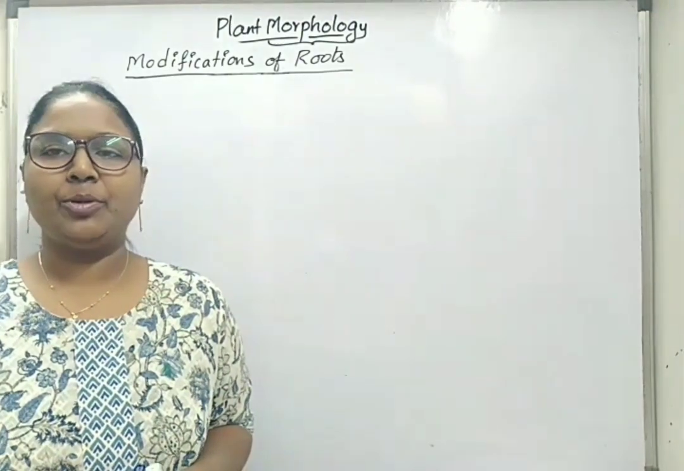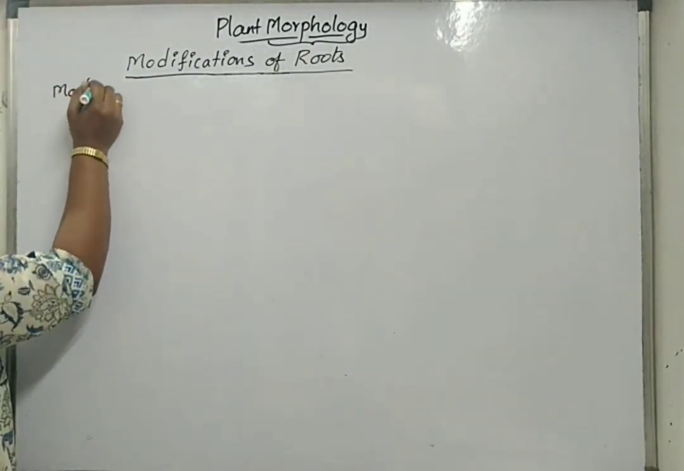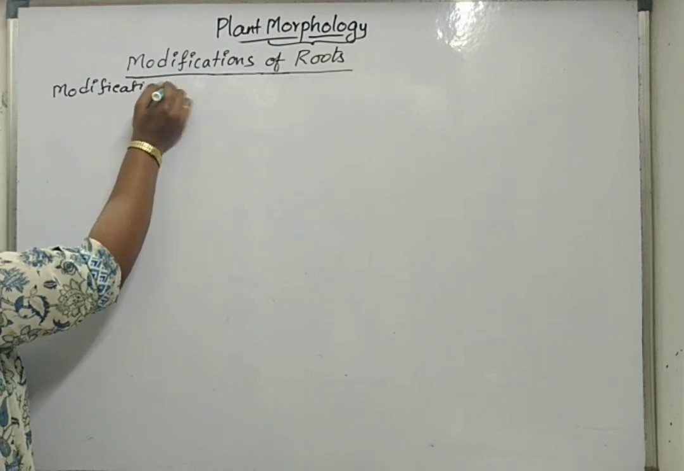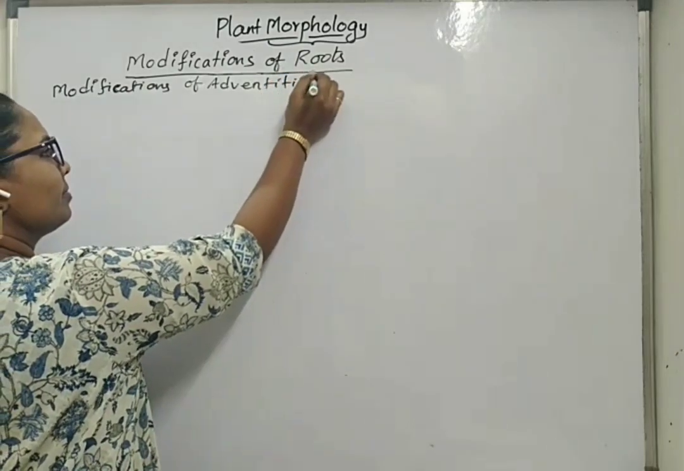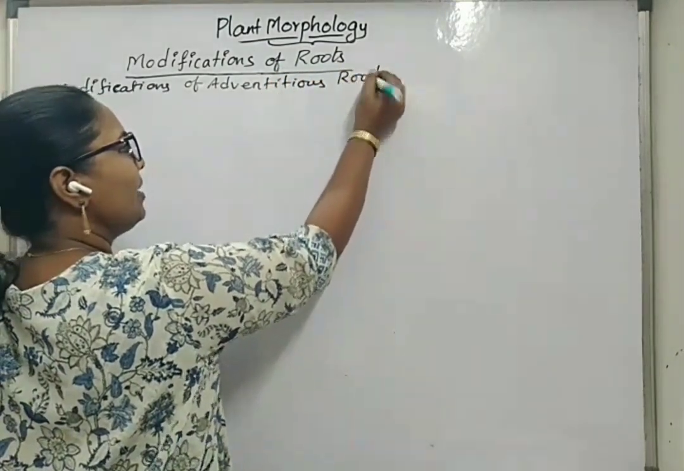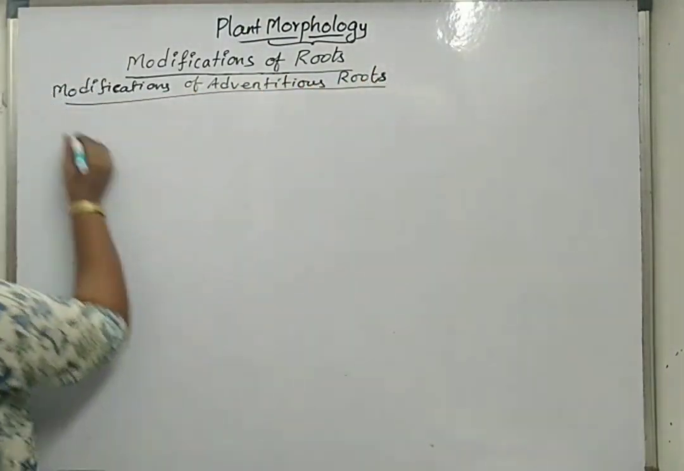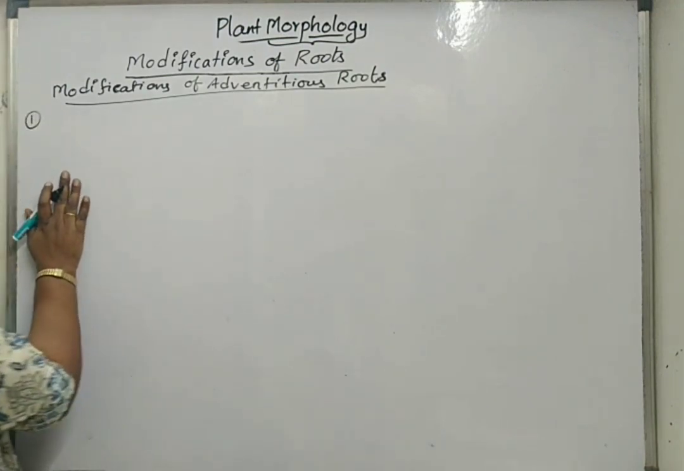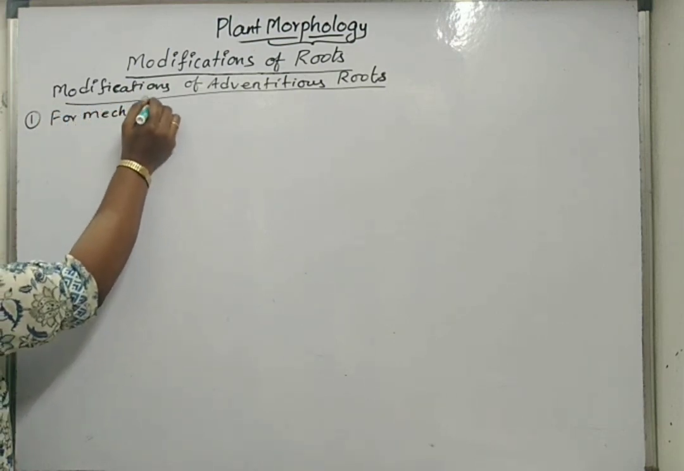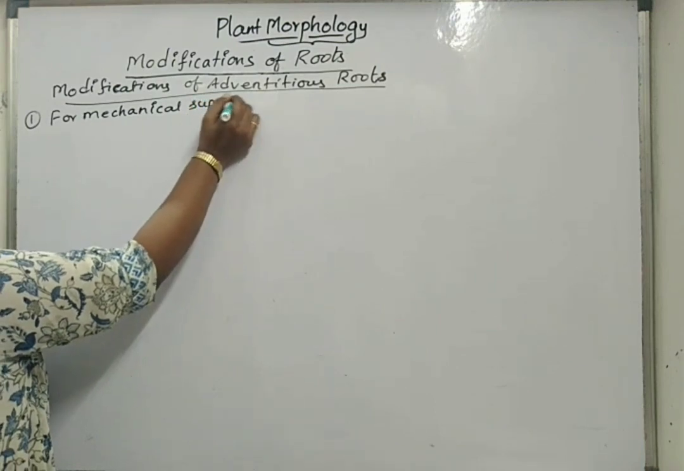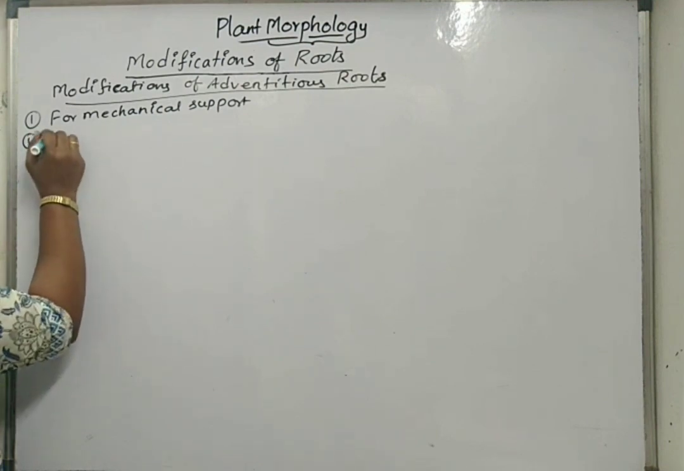Hello students, now we will learn about different modifications in adventitious roots. For different functions, different types of modifications have been raised in adventitious roots. First, we will see there are different types, nearly 6 to 7 types of modifications. First one, for mechanical support. Under mechanical support, roots have been modified into prop roots.